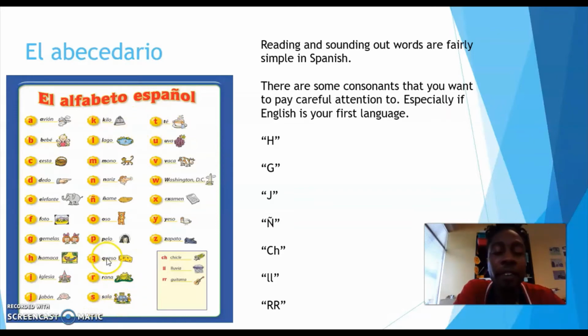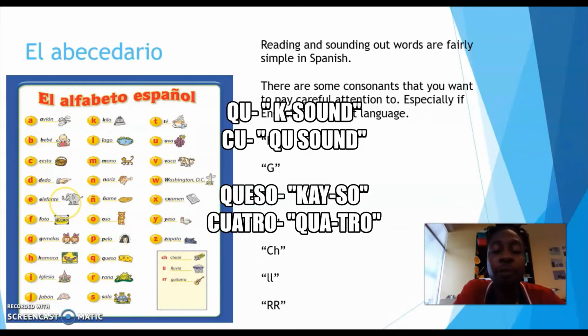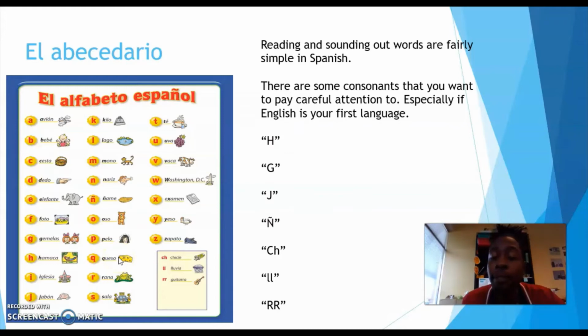In general, having Q and U does not give you a qu sound. For that, we usually spell with C-U. So the letters C-U-A would spell cua, but the letters Q-U-A would spell ka. Q-U-E spells ke. Q-U-I would spell ki. Please be careful here. It is where lots of Spanish spelling mistakes occur.